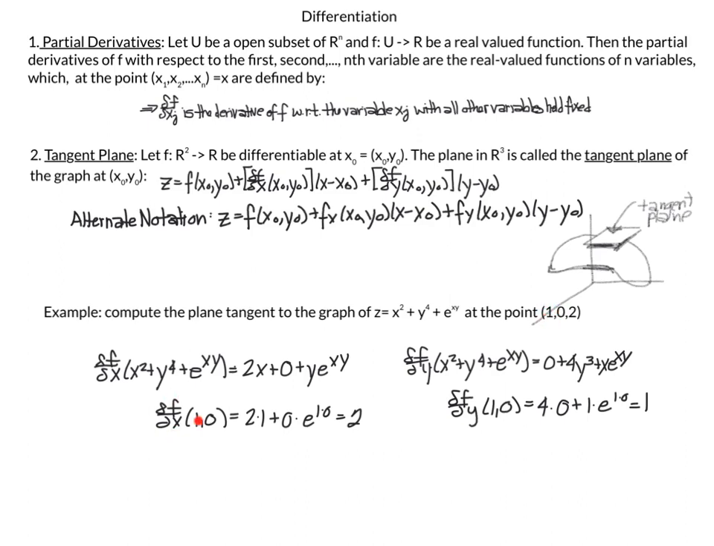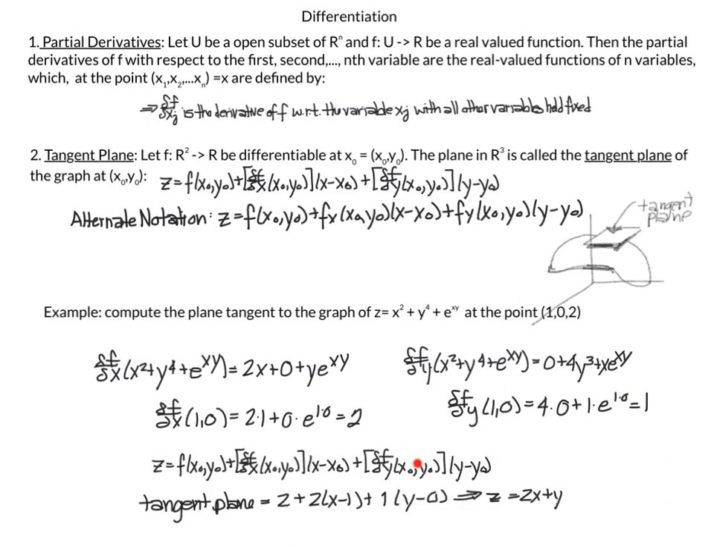So df dx at (1, 0): we plug in 1 for x and 0 for y, and we get 2 times 1, this is 0, this is 0, so we get 2. Over here we plug in 1 for x and 0 for y, this is 0, so we get 1 times e to the 0, which is equal to 1.